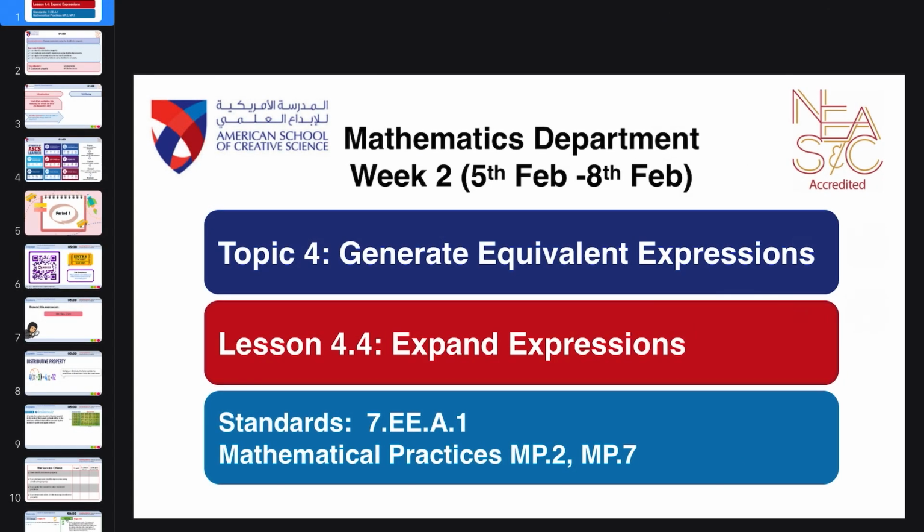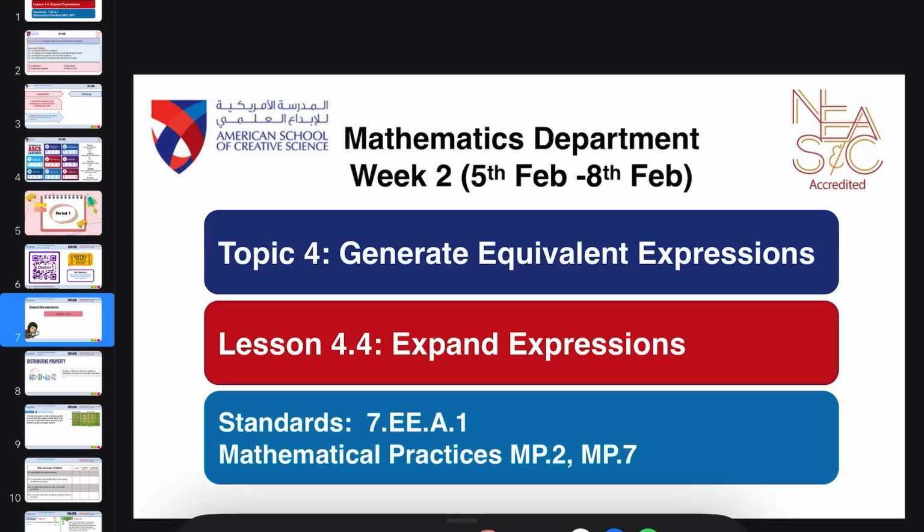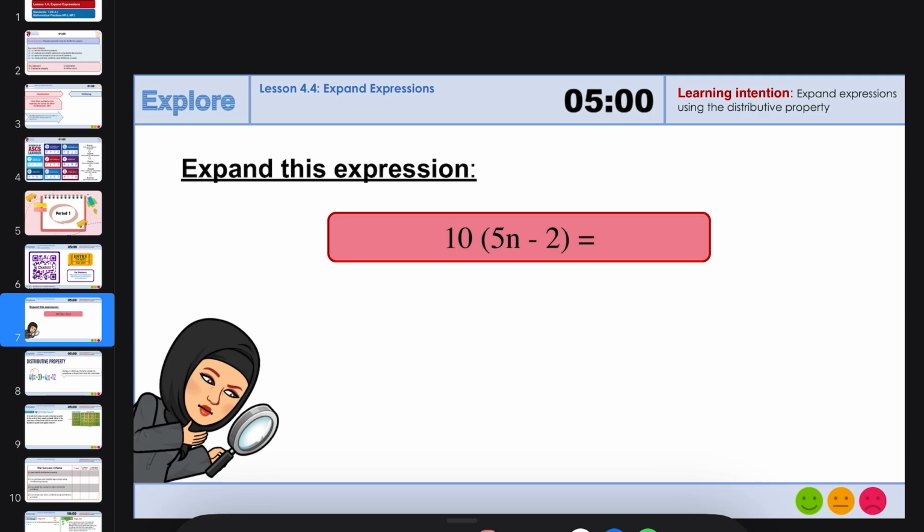For this lesson, inshallah, we're going to talk about how we can expand expressions. We're going to discuss some rules. Let's start simple with this. This is just a very simple, direct question about expanding expressions. Let's see how we can work on this.